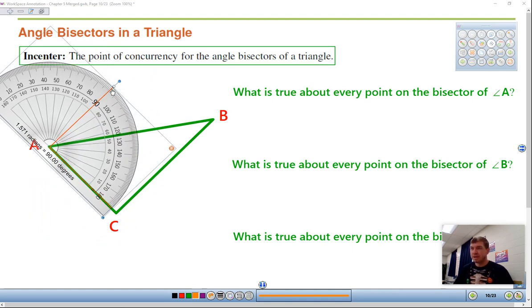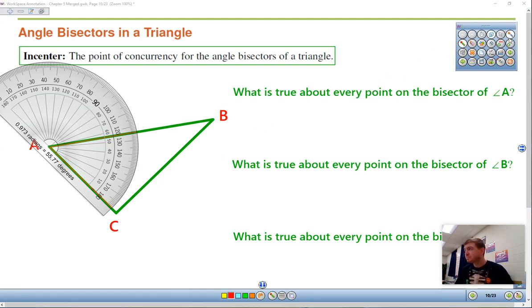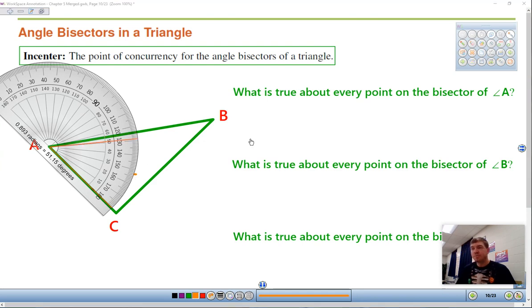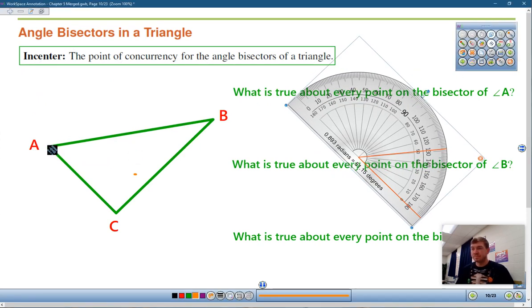So I'm going to measure angle A. Angle A is approximately 55 degrees. I have it a little wider than it needs to be. So I'm going to go half of that. Half of 55 would be 27.5. So there's 5, 6, 7-ish right there. So I'm going to go from the vertex A to that point. That would be my angle bisector.